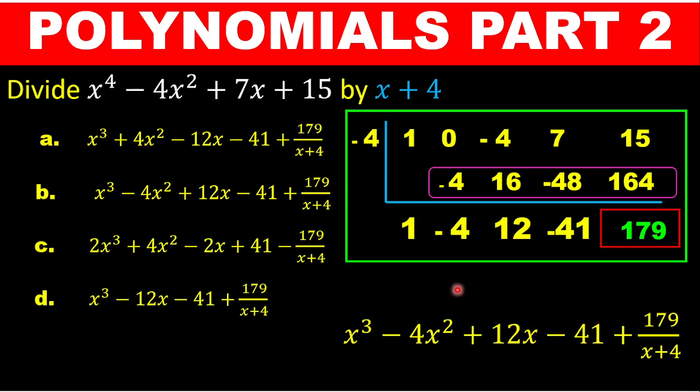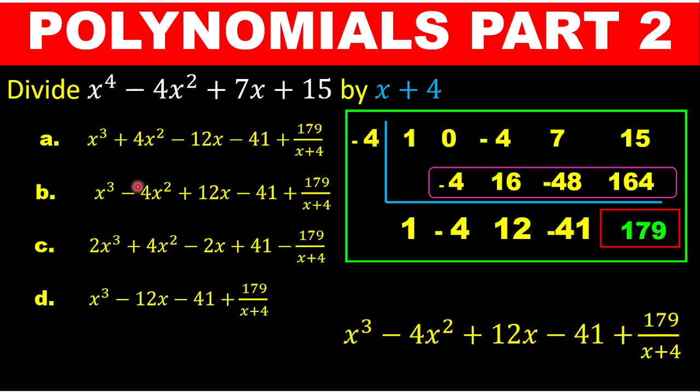So ideally, these are the actual coefficients. But then there is a remainder. So the remainder 179 is what we have here, divided by the divisor. Remember, the function was divided by x plus 4. So this x plus 4 is what we see here. So this is actually the answer for this.